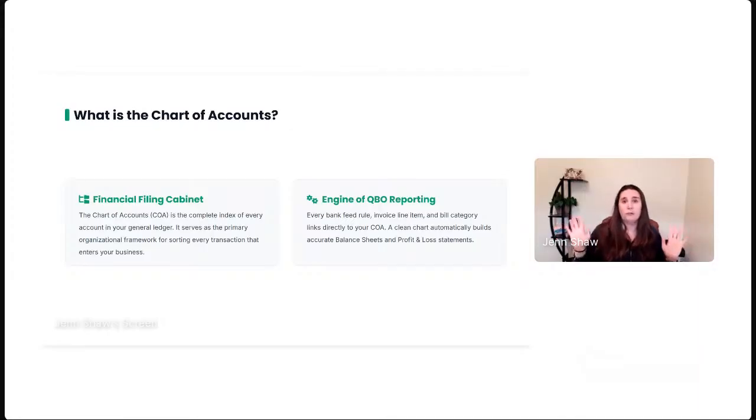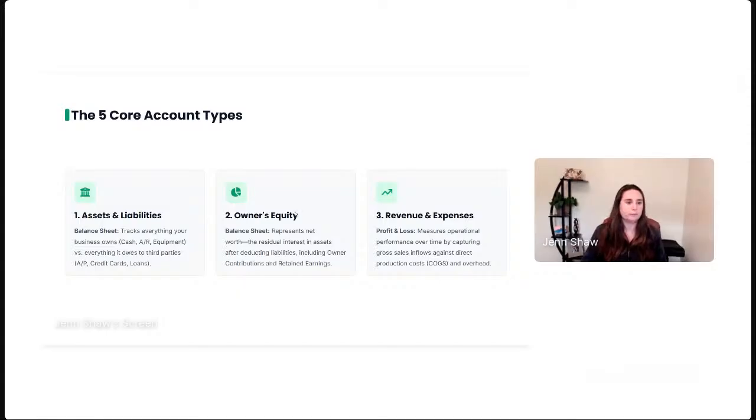This could go on forever, for why you have your profit and loss, why you have your balance sheet, and where and why everything falls in line. But that's basically the nuts and bolts of it. It's just the very backbone of how things are viewed and looked at within your software. So every bank feed has a rule and line item, and everything gets categorized basically to your chart of accounts.